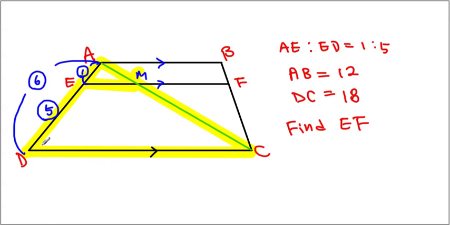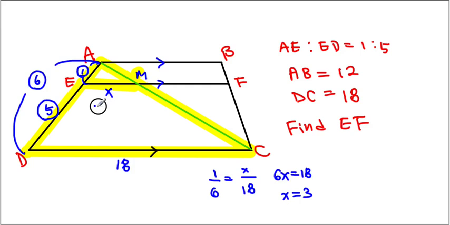Then, since we know that DC is equal to 18, let me call this portion X. Then we get to write up a proportion in a way that 1 to 6, which is small to big triangle, that ratio must be X to 18. Then what do we end up getting? That's right, by cross multiplying, we get 6x must be equal to 18, where x equals 3. So we get to realize that this length will be equal to 3.